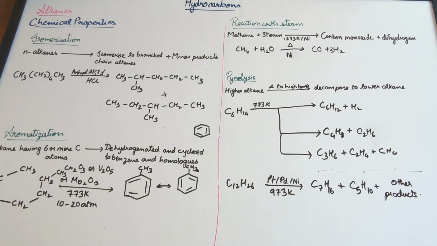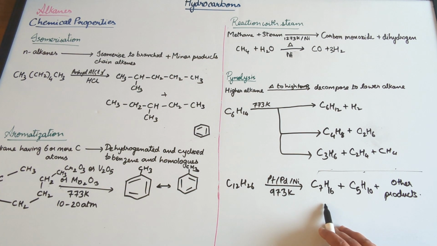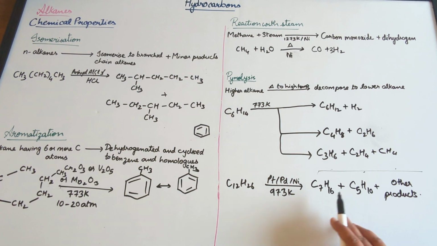The last reaction over here is basically for us to get the oil gas or petrol gas from kerosene. Pyrolysis is used. Here this is dodecane. This undergoes a reaction in the presence of platinum, palladium or nickel as a catalyst, and the temperature over here is 973 Kelvin for us to get heptane and pentene and various other products. So with that, we're done with the chemical properties of alkanes.